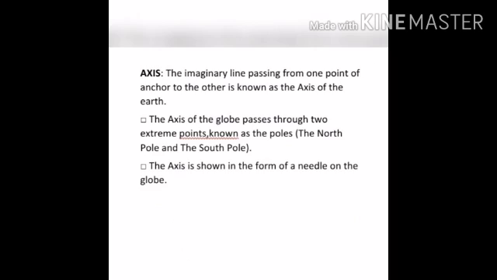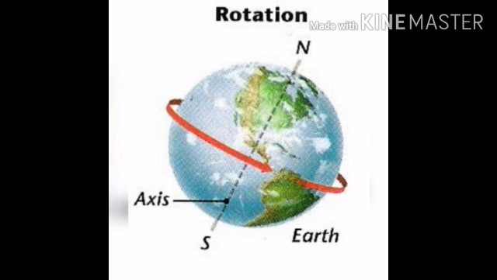So now we will talk about axis. What is axis? The imaginary line passing from one pole to the other is known as the axis of the Earth. So an imaginary line. If you observe a globe, you will see the globe is not straight, it is tilted. Then we can see an imaginary line that is joining North Pole and South Pole. This imaginary line is known as axis. Remember, in the real Earth, there is no line joining like this. It is our imagination. So we call it an imaginary line.